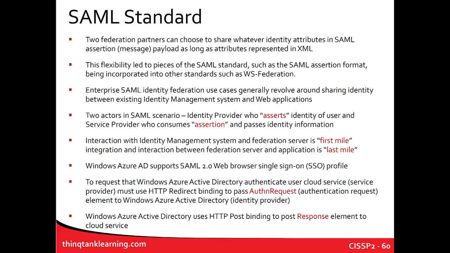So we define something called the first mile and the last mile. The first mile is where authentication happens. That's the IDP. The last mile is where service provider and the web app sits. That's where we grant access based on the assertion.